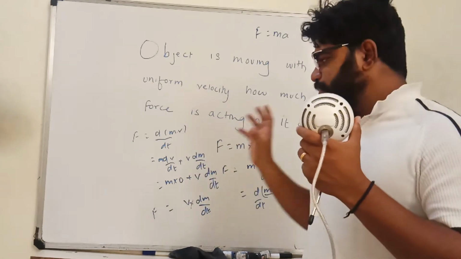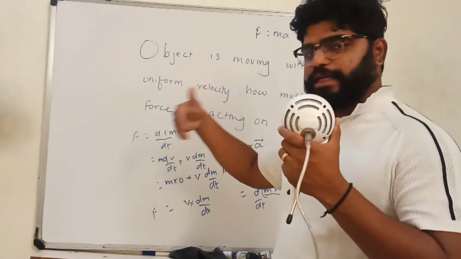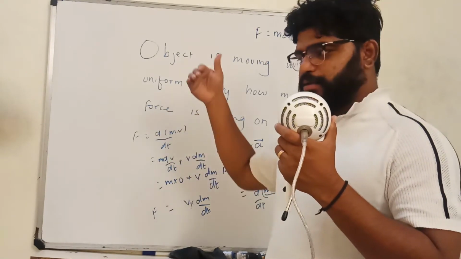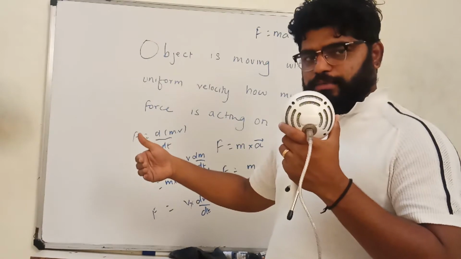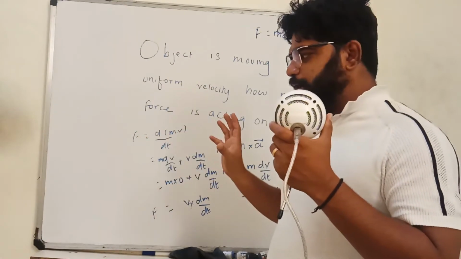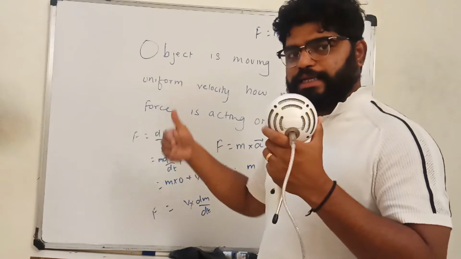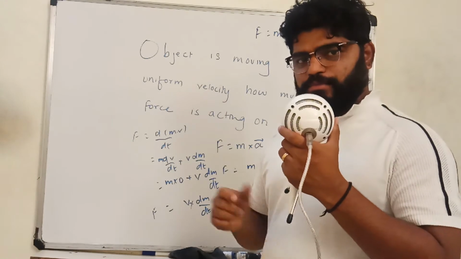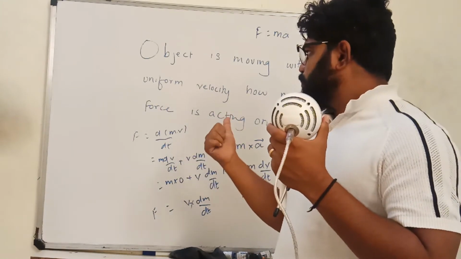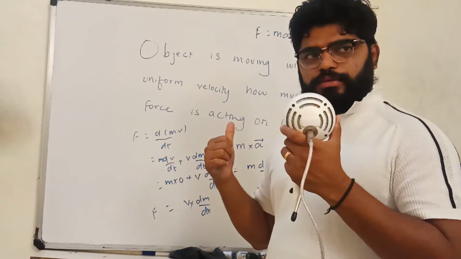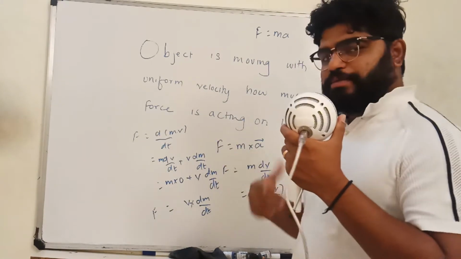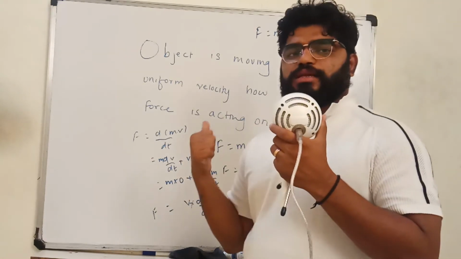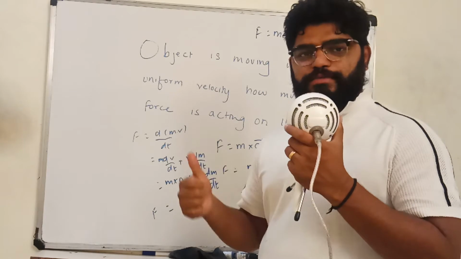For example, if an object is moving in my hands and it is getting heavier and heavier, to keep its velocity, say 10 meters per second, the same velocity, I have to apply force, because it is getting heavier and more force is required to maintain the same motion. Even if the velocity is constant, the force is required to maintain that motion.